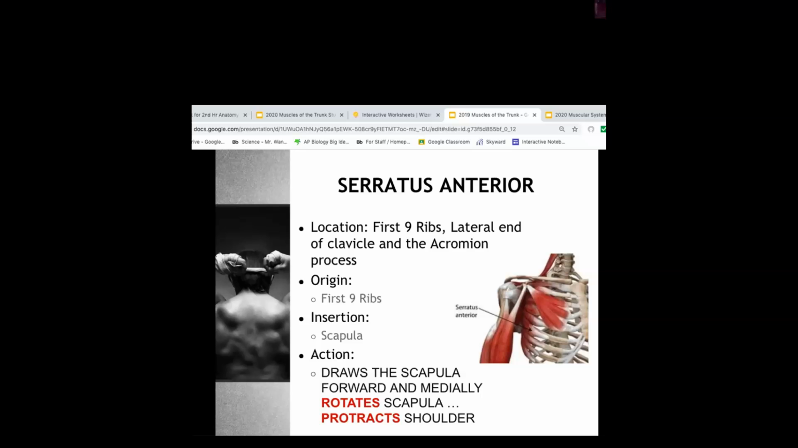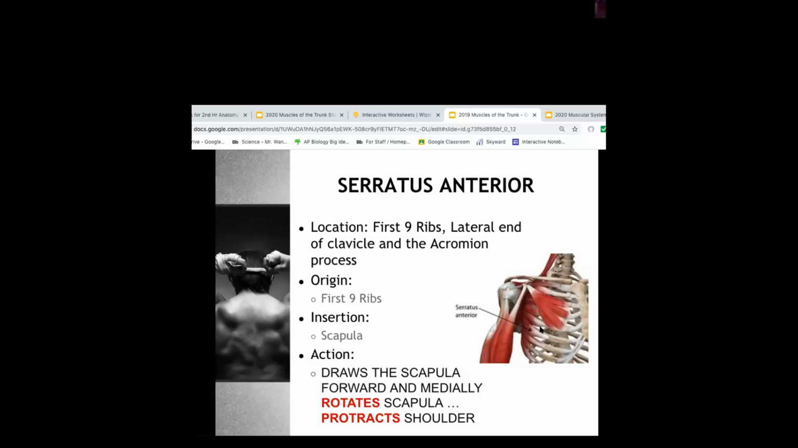So serrated is referring to that serrated edge, the jagged edge. And what causes it to be jagged is this muscle here that we're looking at. Notice that it is coming from each of these individual ribs, and those origins create a jagged appearance. It's going from your rib cage to the back of your body, so it's going posterior into the scapula. Then it pulls the scapula forward as it brings that insertion towards the origin. So that's your protraction.